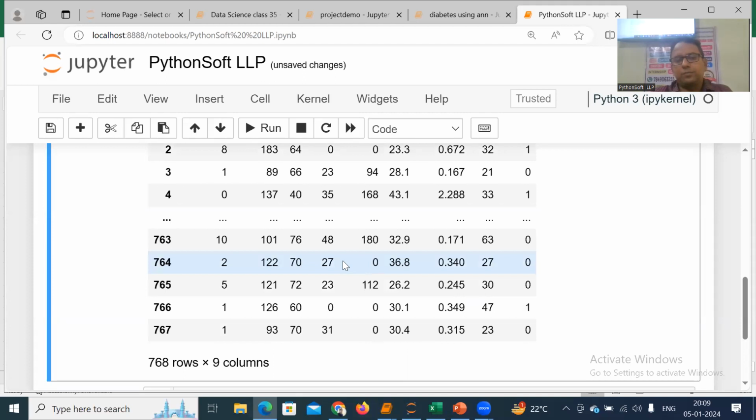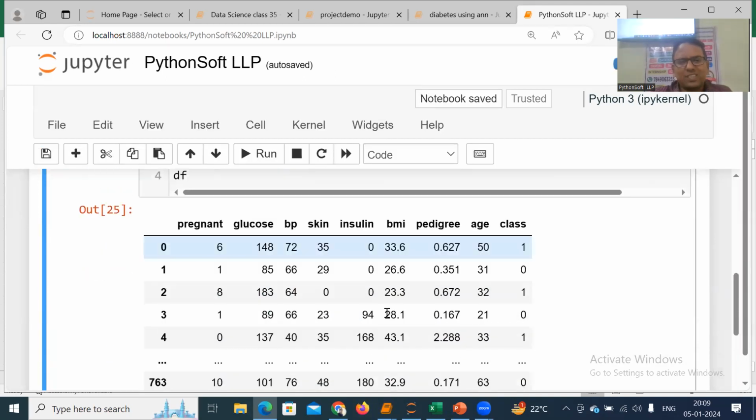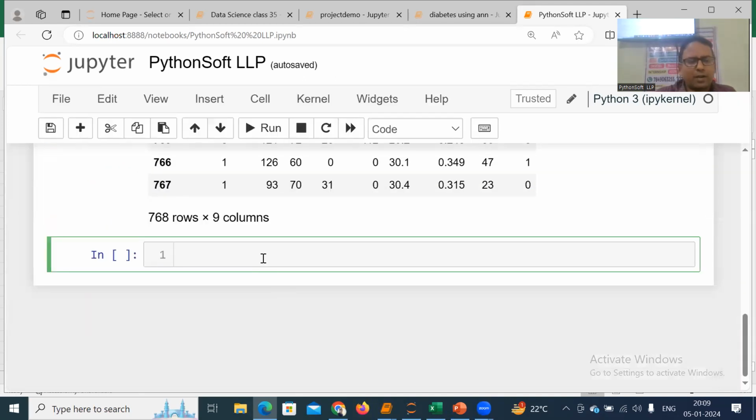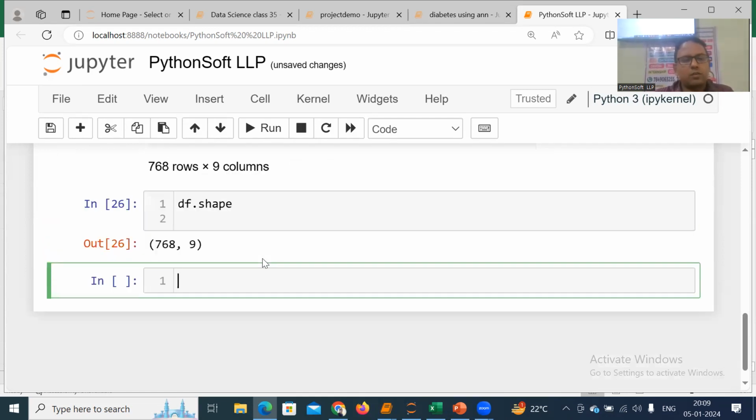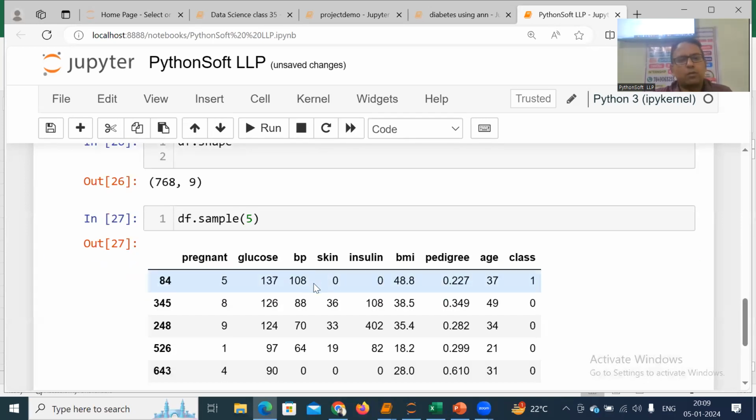Okay. So what I will do here, suppose I have to know how many data we have. df dot shape. So see here, 768 rows and 9 columns are there. Suppose I have to randomly display 5 samples. I want to randomly display any 5 samples.